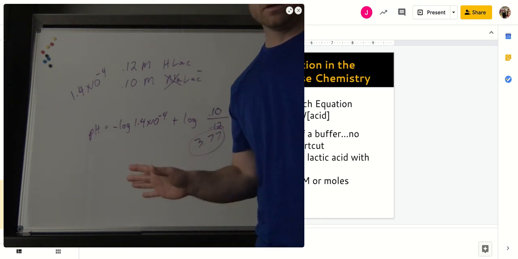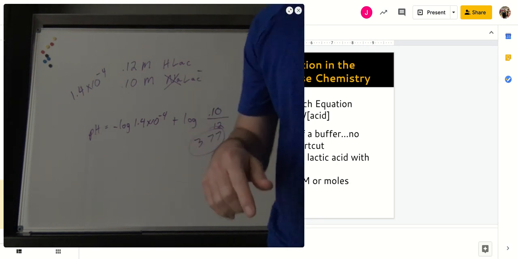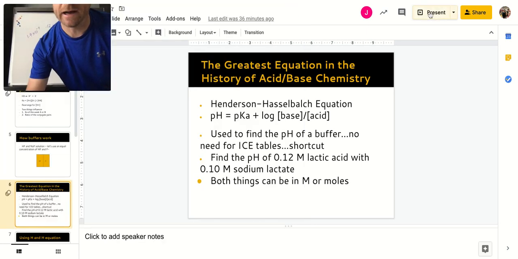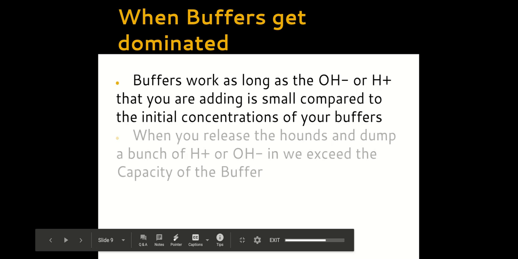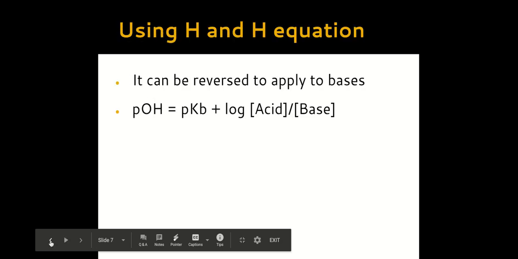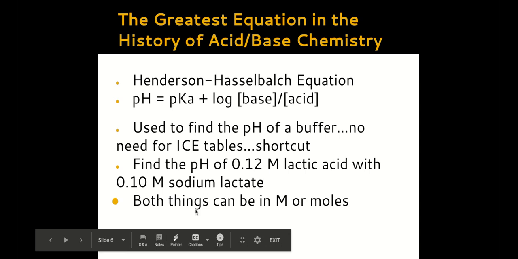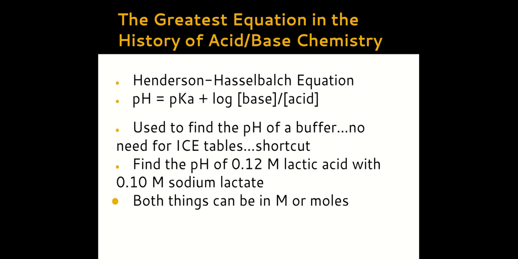Can I move on? Something I want you guys to get in your notes, very important here. Is this. Both things. So these acids and bases, and this is why this equation is kind of sweet, is the acid and base can be given to you in molarity, like it was in this problem, or it can be in moles as well. So we can use molarity or moles.